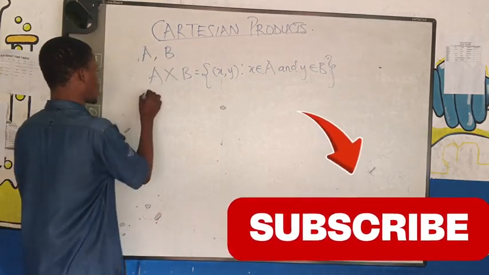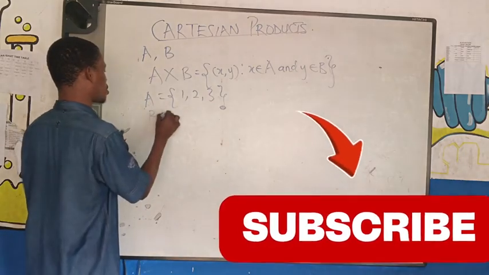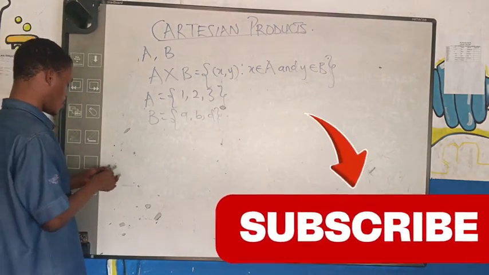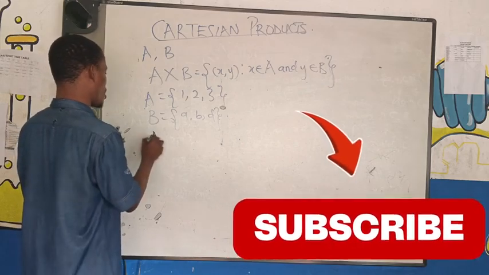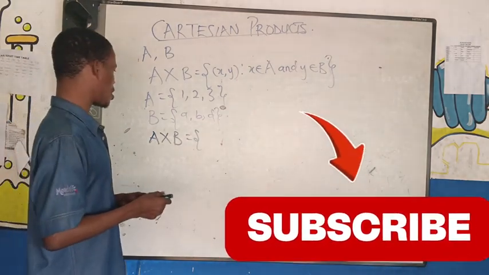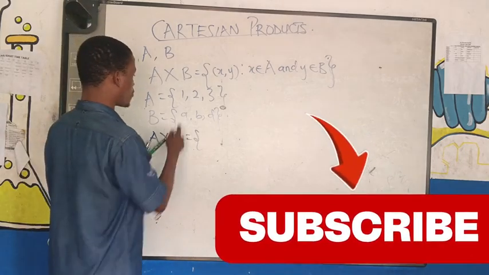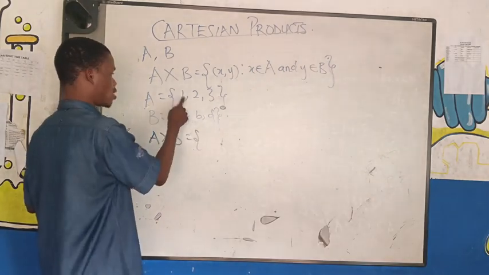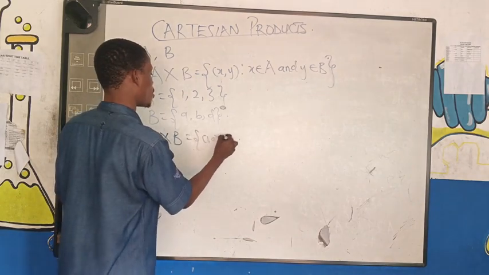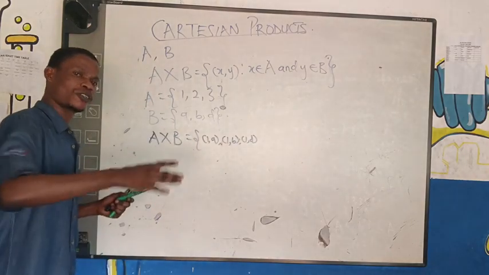Let me give you an example. Let's say A is a set of just the elements 1, 2, and 3, and B is a set of a, b, d. I want to generate the Cartesian product A cross B. In that Cartesian product, what are the things that we have? Well, I can pair 1 to a, that's a pair, 1 to b, that's a pair, 1 to d, that's a pair. So it will be (1, a), (1, b), (1, d).